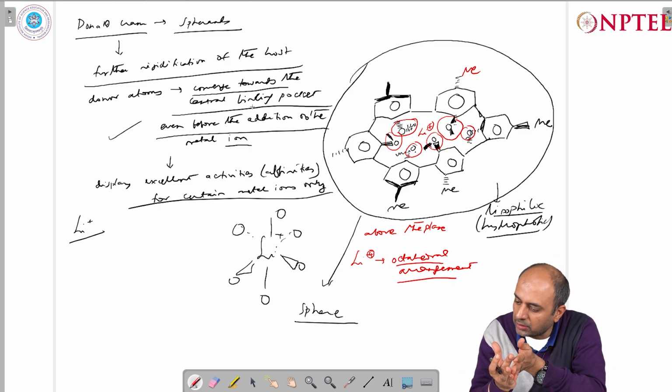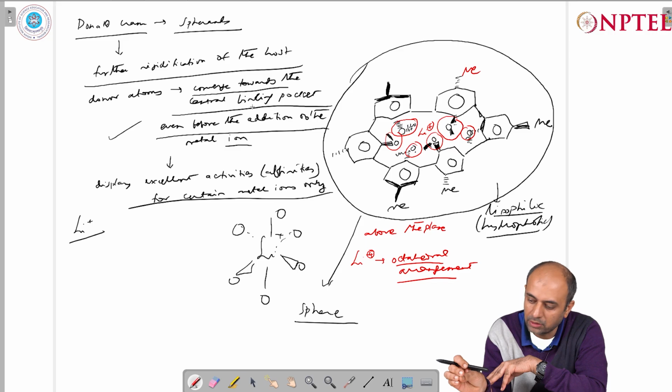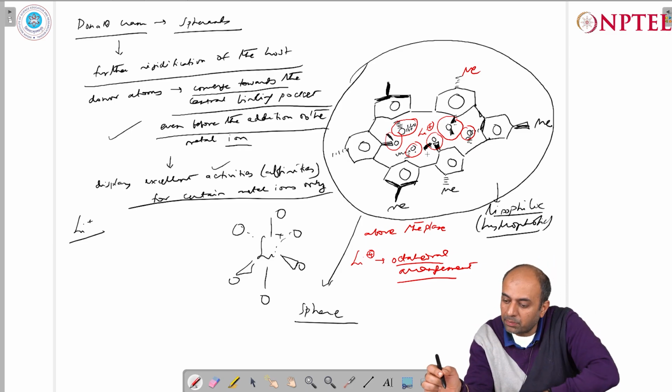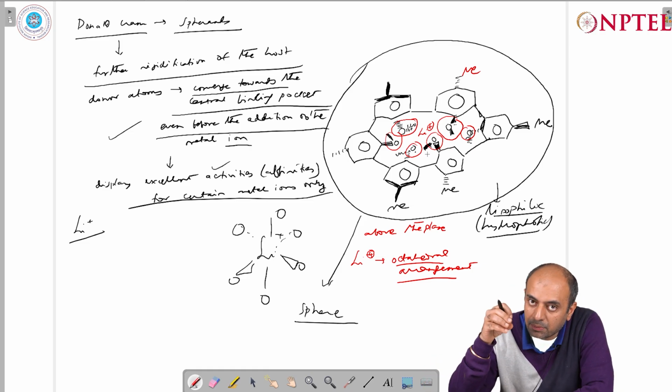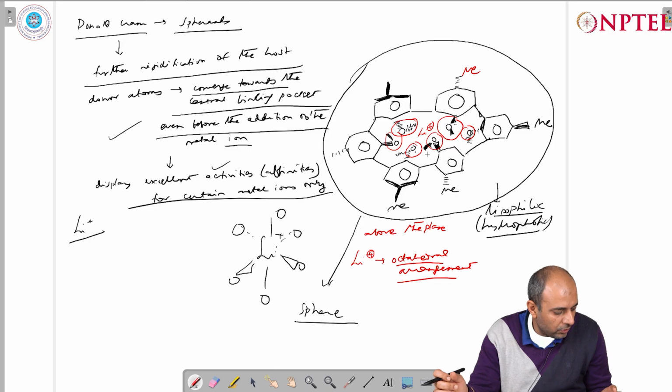Overall shape is spherical in nature, and this is referred to as a spherand, and this was found to display extremely strong affinity towards lithium plus, and the selectivity was also excellent. So we need to have excellent activities and selectivity for certain metal ions. In this regard, lithium ion displays the maximum selectivity for this spherand-like arrangement. Larger size cations like potassium and sodium ion are not able to fit into this small size created by this highly pre-organized host, and therefore they don't undergo host-guest complexation. So this class of ligands is referred to as the spherands.